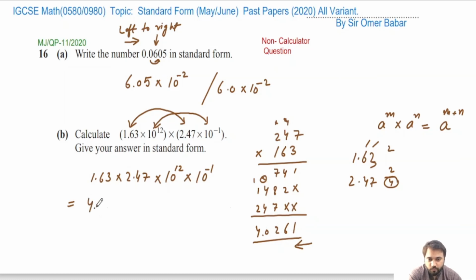So I'm going to write 4.0261 into 10 raised to power. So these bases are equal, we can add the powers: 12 plus minus 1. In the next step, 4.0261 multiply 10 raised to power 12 minus 1, that would be 11. So this is our answer.